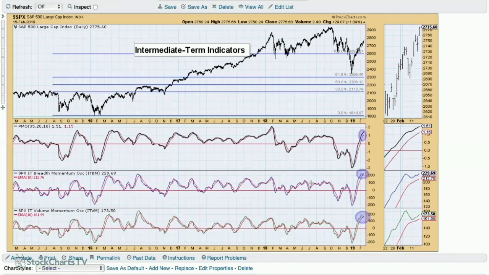At this point, it tells me intermediate term we are vulnerable to a pretty good size pullback, possibly correction. And an overbought indicator in a bull market is not anything to be concerned about. You may get some sideways or some down, but the bottom's not going to fall out. Officially, I think we're still in a bear market, but that's because the 50 is still below the 200. Right.